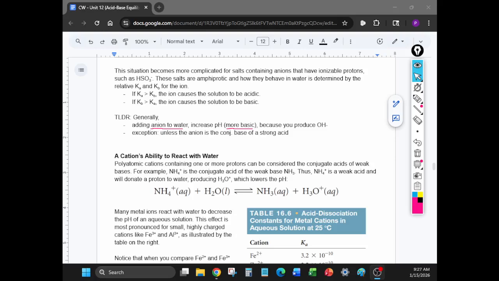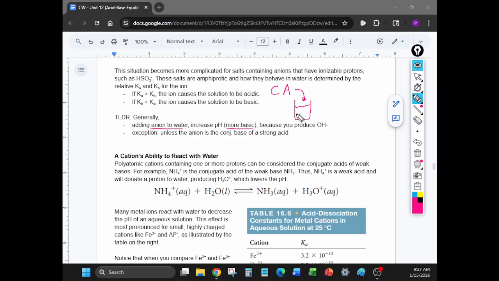Alright, so to summarize, when you add an anion to water, it's going to increase the pH of the solution. In other words, it's going to make it more basic because you're going to produce OH minus. So for example, let's say that you add a salt. A salt is a cation and an anion, and you put it inside of water. So let's say that you have your solution, and you put the salt inside of water.